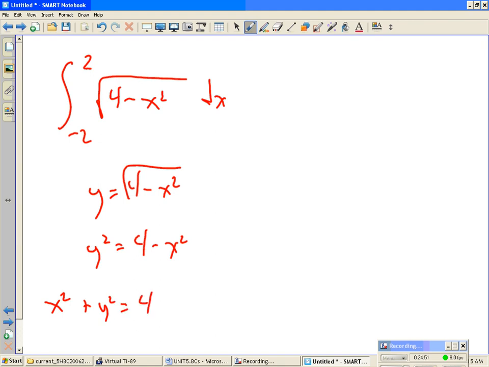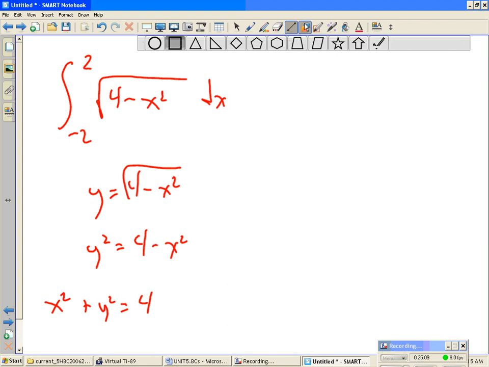Okay? So I'm talking about the area under this curve from negative 2 to 2. But remember, this is in function mode, right? This has to be a function. So I'm talking about the top half of this circle. So if I graph that, let's see if we can graph that.